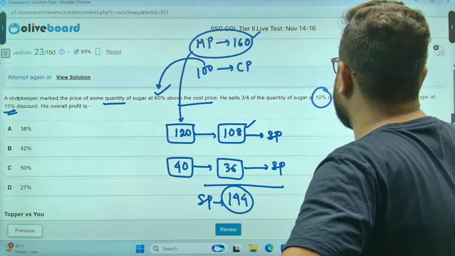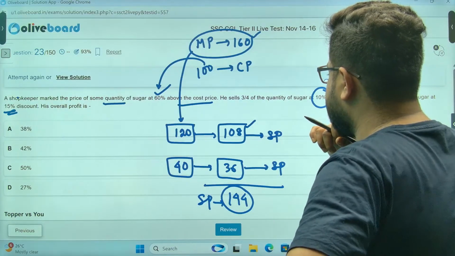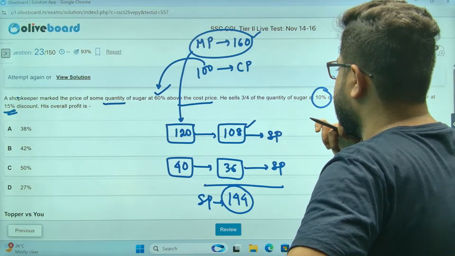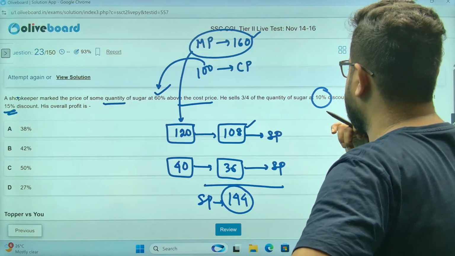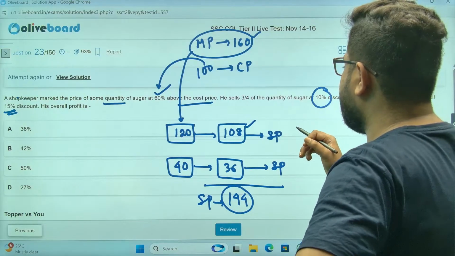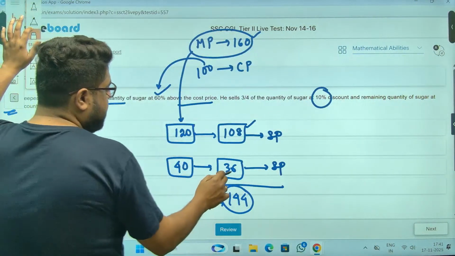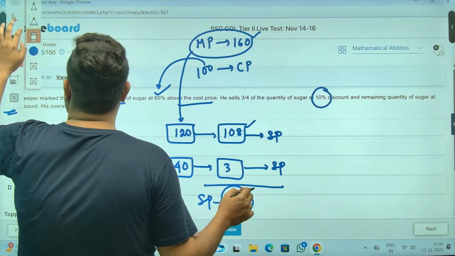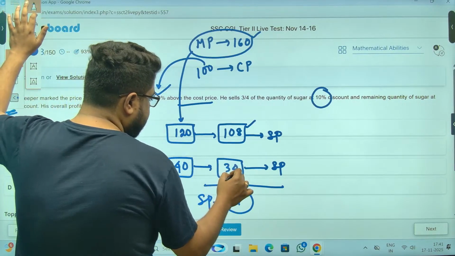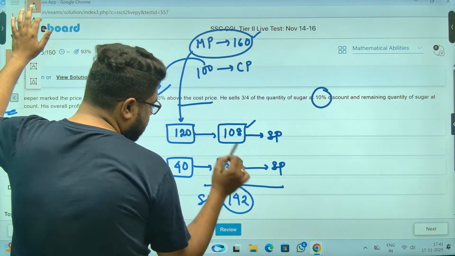एक सेकंड, मैंने गलत नहीं किया ना? कुछ गलत कर दिया मेरे को लग रहा है. Discount of 6 rupees. हाँ देखा, गलत कर दिया सर. 6 rupees discount will be 34. So this is 142 rupees.